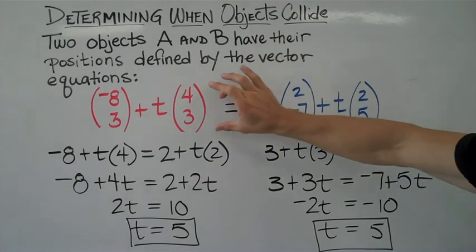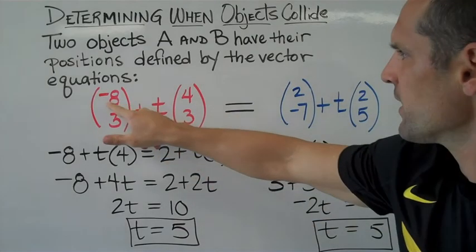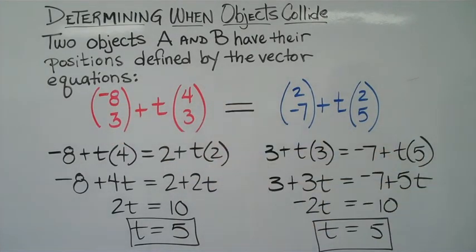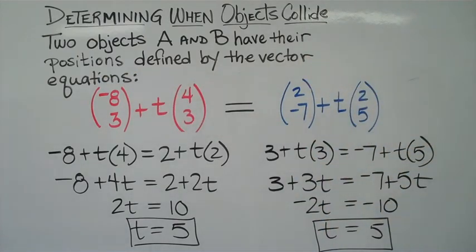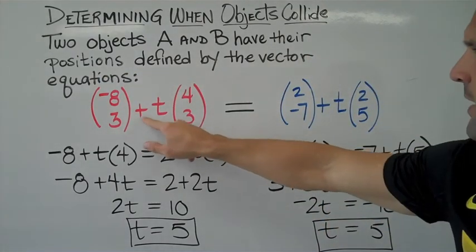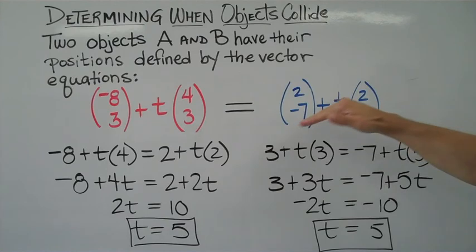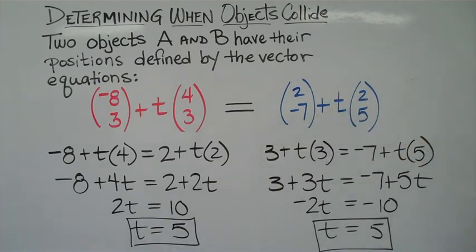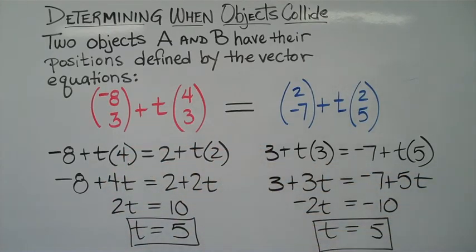Once we set vector RA equal to vector RB, we can split it up into its components. Negative 8 plus t times 4 is equal to 2 plus t times 2. So I set the top equal to the top, that's the x component, and 3 plus 3t is equal to negative 7 plus 5t. I set the bottom half equal to the bottom. If these vectors collide, then they'll be in the same place at the same time, and our final answers will match up. When I solve for t, get all the t's on one side, all the numbers on the other, I get t equals 5 seconds.